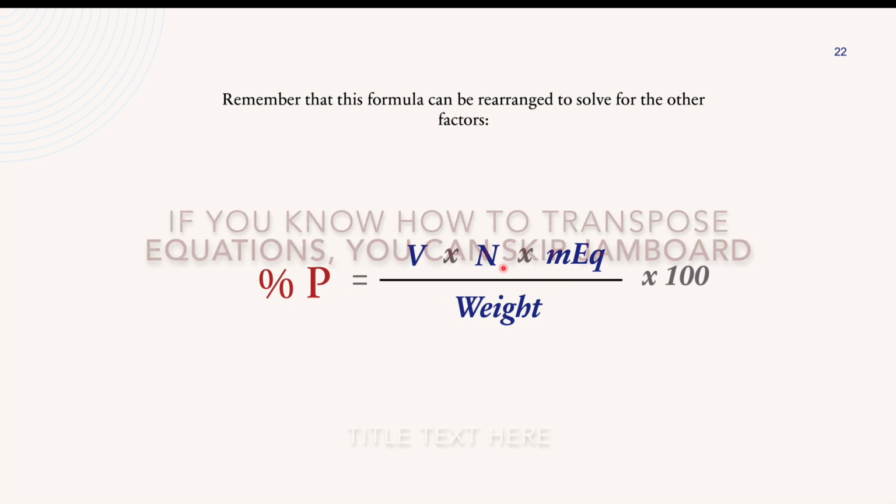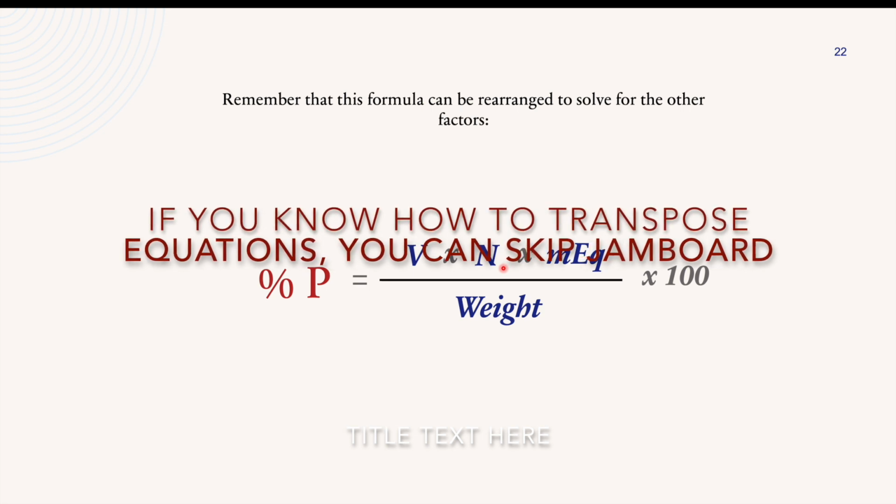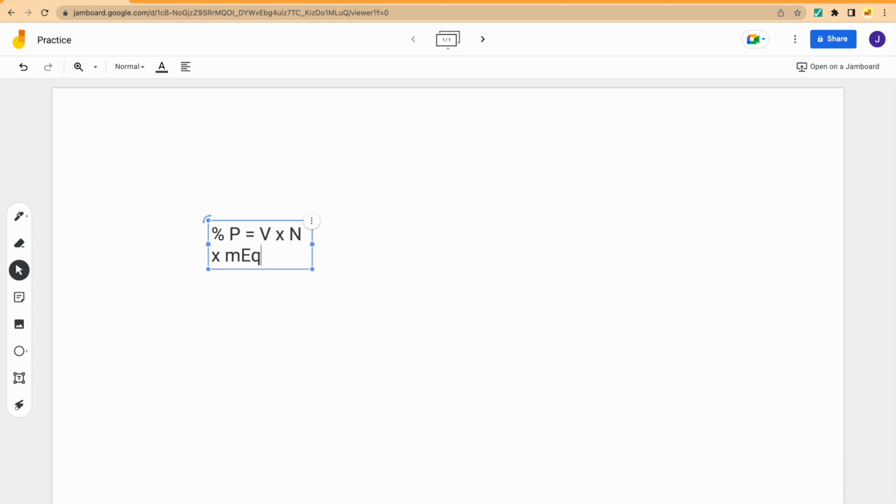So let me grab the Jamboard so that you can see how we could rearrange it. So this is your Jamboard, and let's just write it down fast. V times N times MEQ. I'm sorry if you're quite keen on this, but I'll just not align this one with this one. I'm sorry if it bothers you. So this should be your weight, right? That's the weight, times 100. Sometimes I don't even put the times 100. I just do this later at the end.